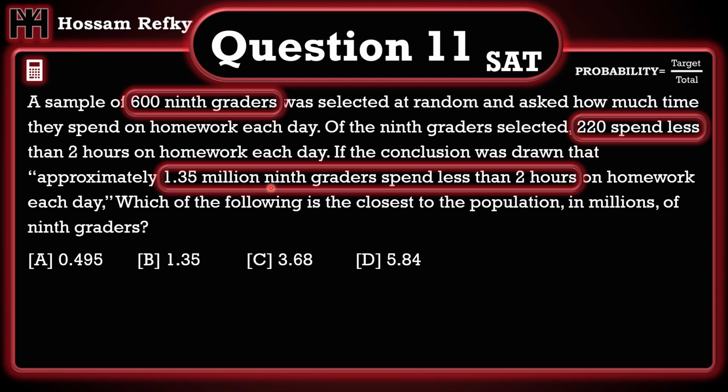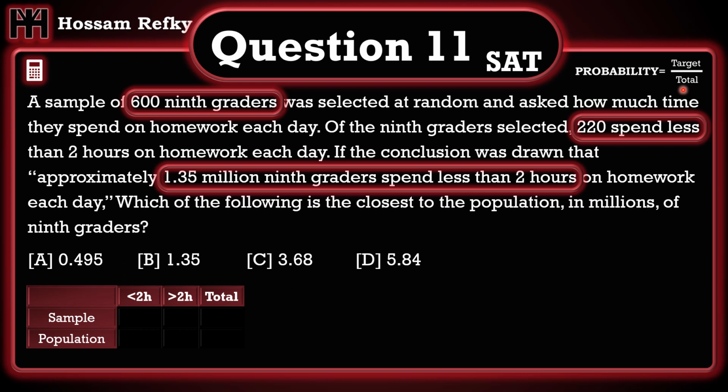Okay, let's make a table. Remember the rule here, the probability is the target over the total. This is the sample and this is the population. Here is less than 2 hours, here is greater than 2 hours, and here is the total. For the sample, we know it's 220, it's given here, and the total here is 600.